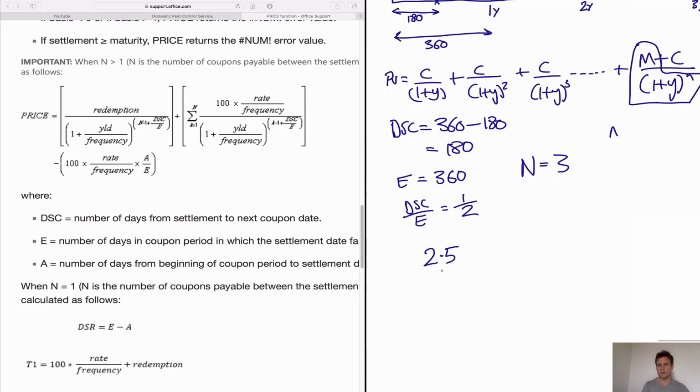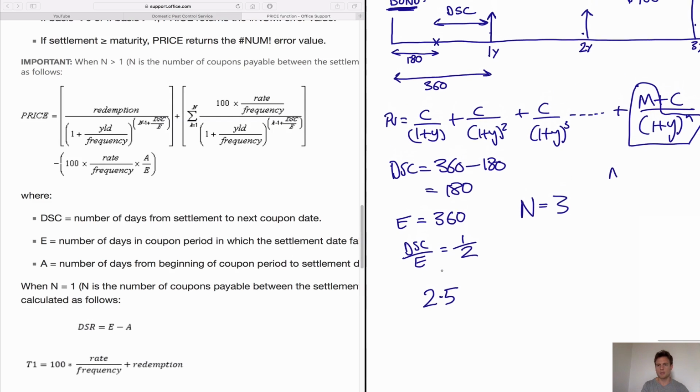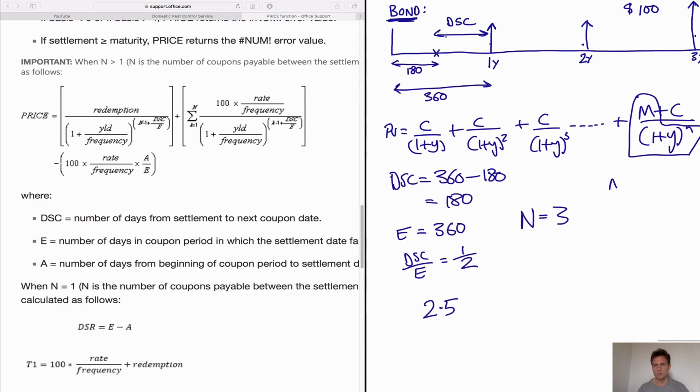And if you think about it, if you remember, that makes absolute sense, because the time between our trade date and the time that we get our principal back is exactly 2.5 years, right? So that's where that 2.5 comes from. It's basically N minus 1 plus DSC over E, right? So 2.5.